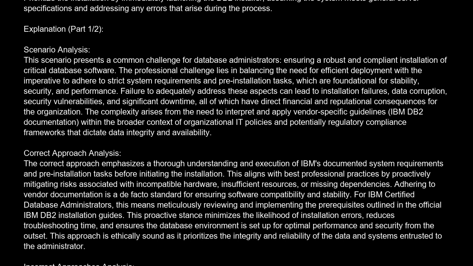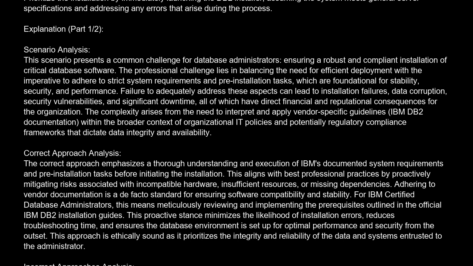Failure to adequately address these aspects can lead to installation failures, data corruption, security vulnerabilities, and significant downtime, all of which have direct financial and reputational consequences for the organization. The complexity arises from the need to interpret and apply vendor-specific guidelines, IBM DB2 documentation, within the broader context of organizational IT policies and potentially regulatory compliance frameworks that dictate data integrity and availability.